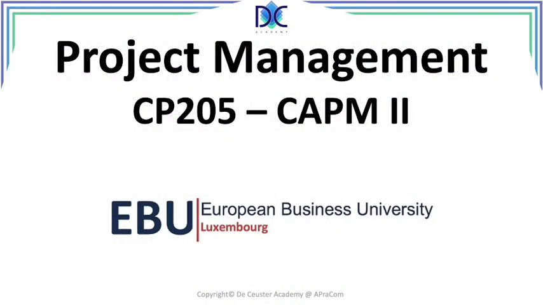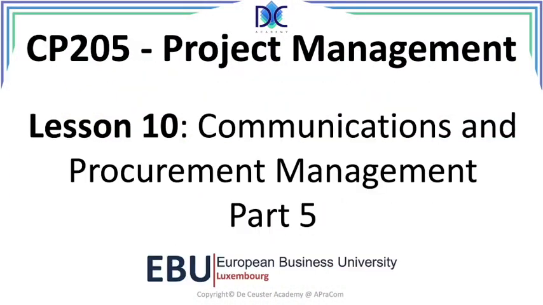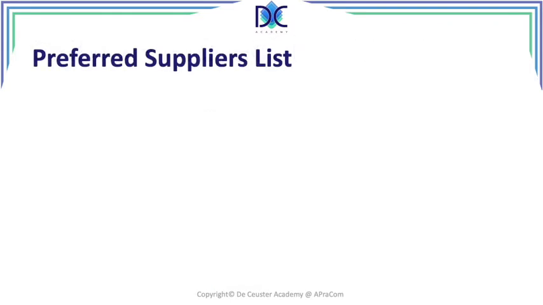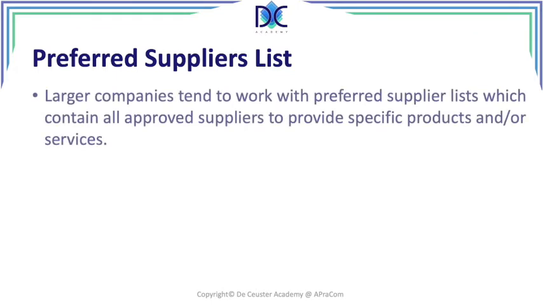This is the last video of our webinar for lesson 10, and we're going to talk about the preferred supplier list. When we look at larger companies, they tend to work with a supplier list. They have been selected before, and of course you have the confirmation that these suppliers provide you the products or services in the amounts, qualities, and timing that you need.